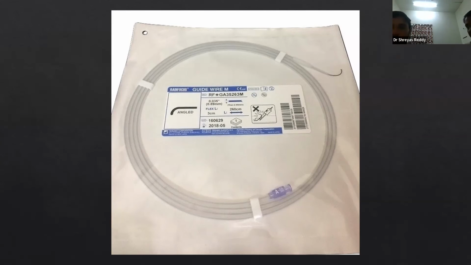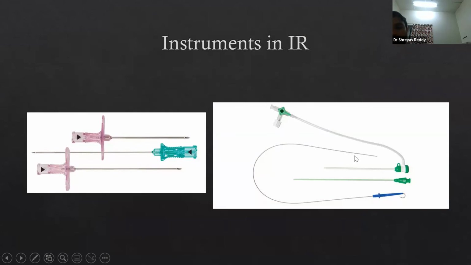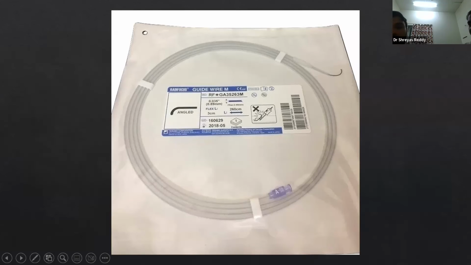Companion guide wire to this would be straight tip guide wire. So this is an angle, there is a straight tip. So what is the difference between this guide wire and this guide wire? This guide wire is a steel guide wire. This guide wire is a Teflon guide wire. So it has a hydrophilic coating on this one. So PTFE coating will be there, so it makes it easy passage into smaller vessels.